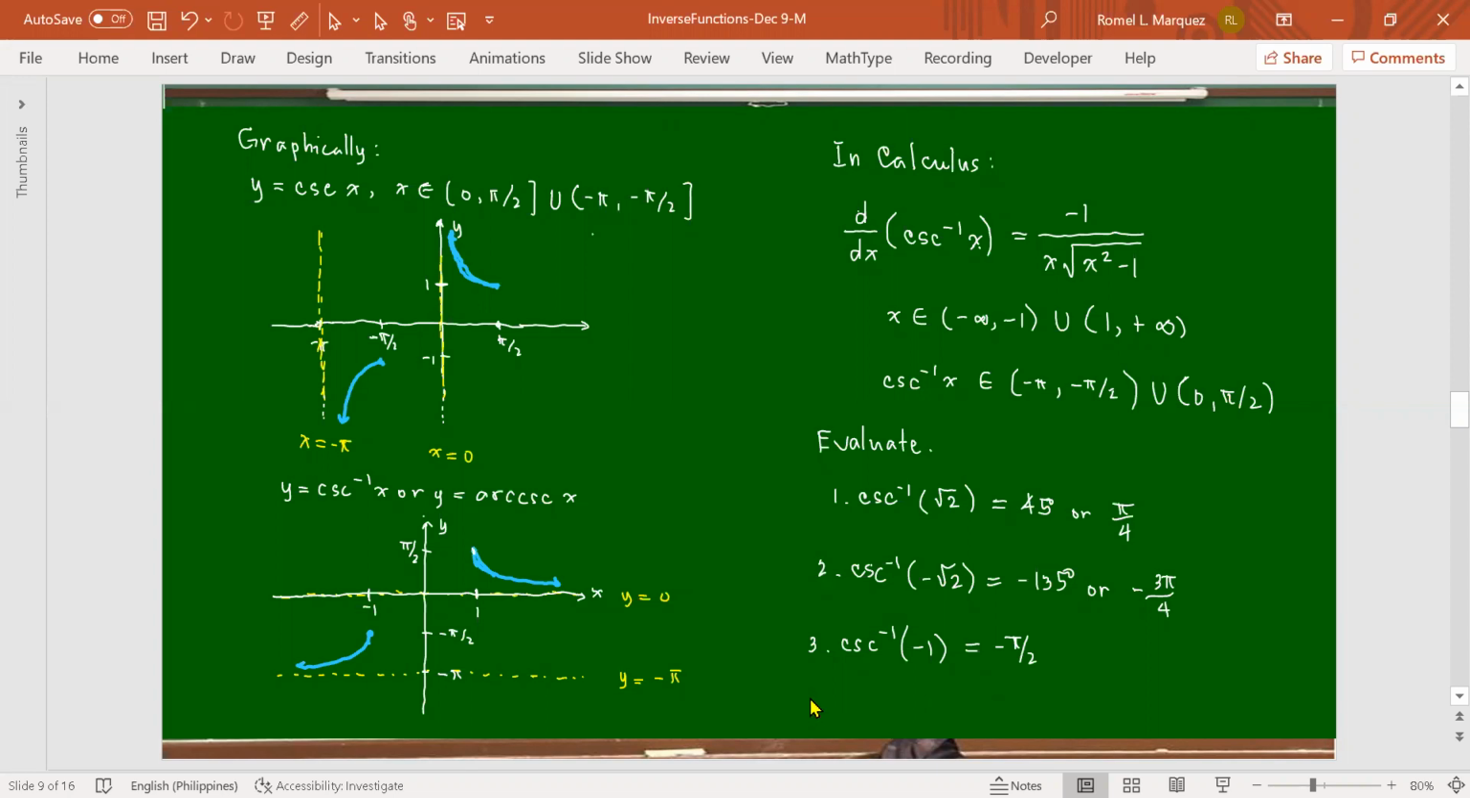Okay? If I have number 4, cosecant inverse of positive 2. So that is in the first quadrant because this is positive. If positive 2, the reciprocal is 1/2, and the sine is 30 degrees. So this is 30 degrees. Cosecant inverse of 2 is pi over 6. Okay, guys?